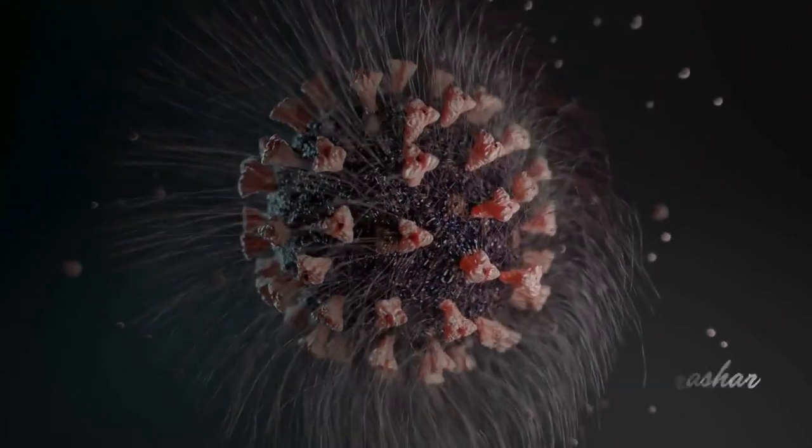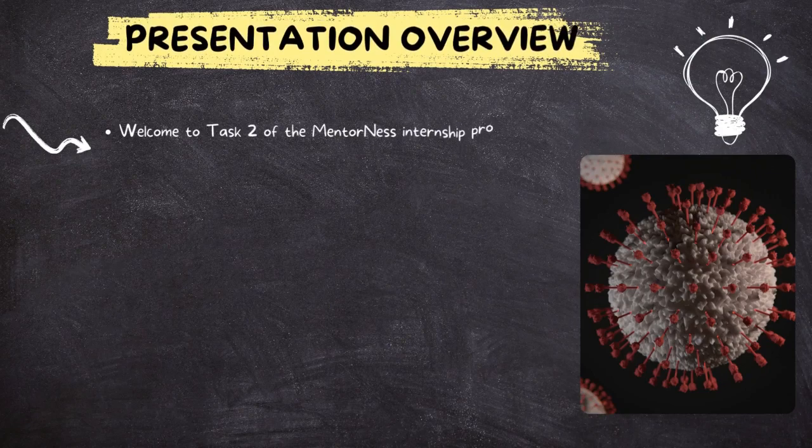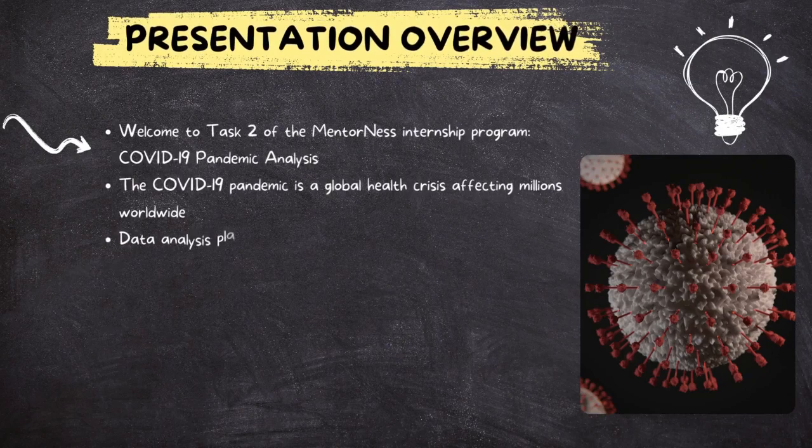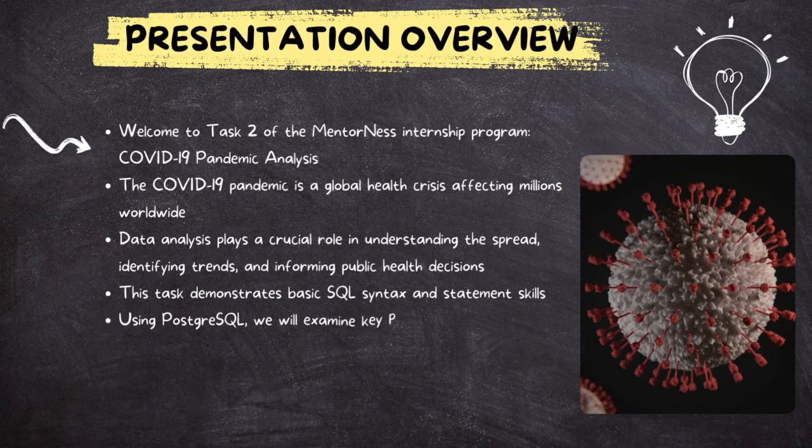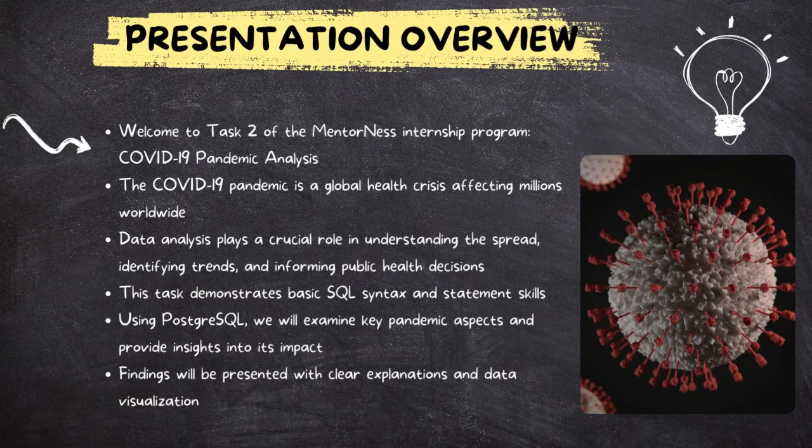This is Task 2 of the Mentorness internship program. It focuses on the COVID-19 pandemic, a global health crisis affecting millions. Data analysis is crucial for understanding the virus's spread, identifying trends, and informing public health decisions. The task uses PostgreSQL to examine key aspects of the pandemic, providing insights into its impact.